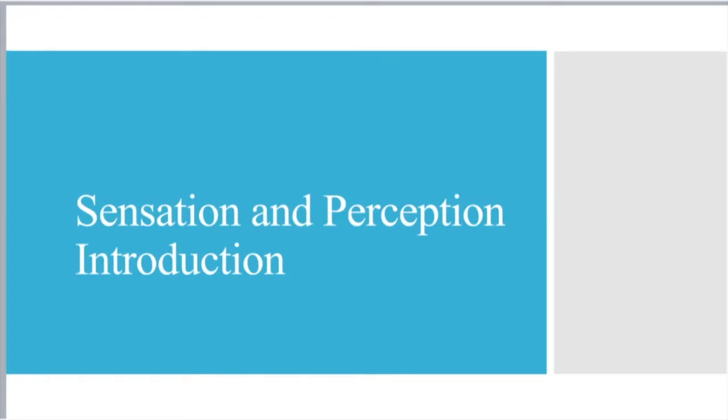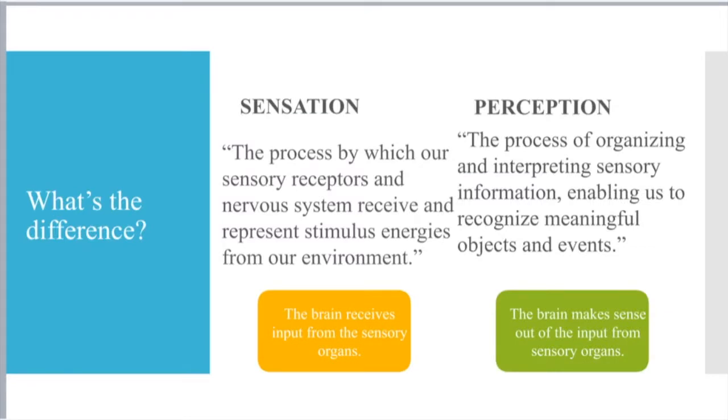So let's go ahead and get started right away with our intro to sensations and perceptions. I'm going to start by just looking at what are the differences between sensation and perception. Intuitively, a sensation is the process by which our sensory receptors and nervous system receive and represent stimulus energies from our environment, right? That's a pretty long-handed way of saying what are you actually taking in? How does our body see things? How does our body hear things? What is the actual stimulus that's coming from our environment?